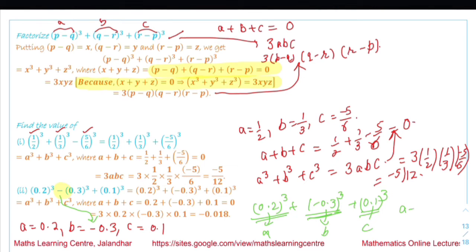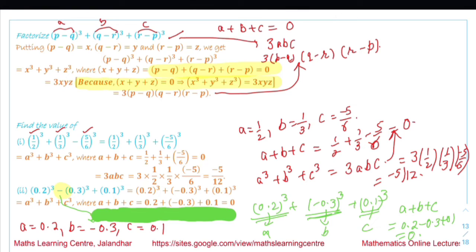And we can see that a + b + c = 0.2 − 0.3 + 0.1, which is equal to 0. So our final answer will be 3 times abc, and it comes out to be −0.018.